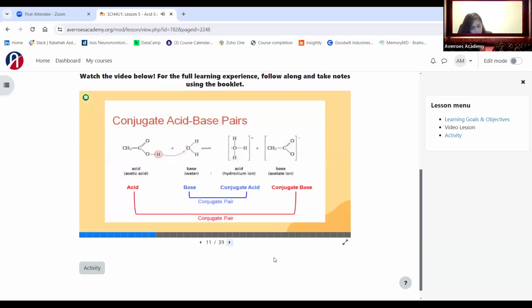Looking at another example, an acetic acid molecule and an acetate ion are a conjugate acid-base pair. Acetic acid is the conjugate acid of the acetate ion, and the acetate ion is the conjugate base of acetic acid, right? And then the hydronium ion and water are the second conjugate acid-base pair in this equilibrium.